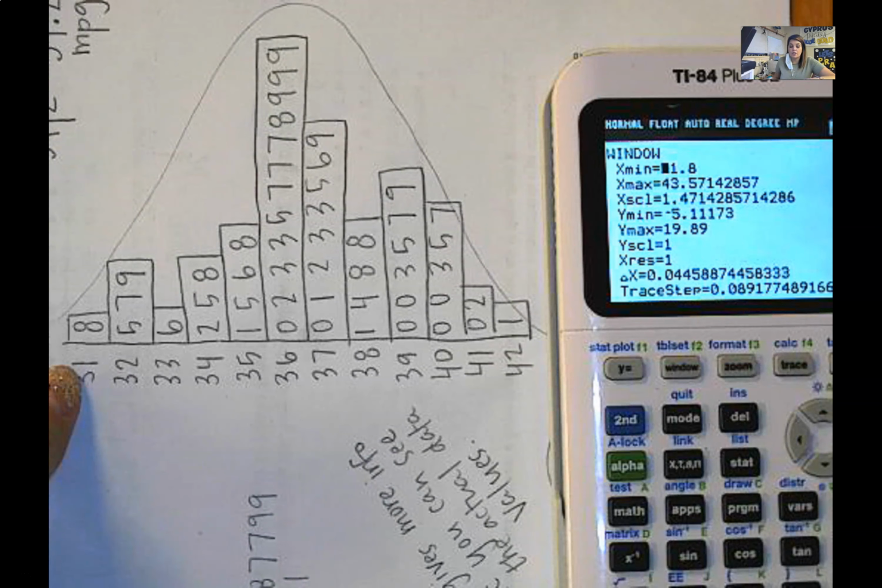So number 1 says, a recent study by the Environmental Protection Agency measured the gas mileage in miles per gallon for 50 models of cars. The results are below. So all of these are the miles per gallon for the 50 cars that the EPA looked at. They want us to make a stem plot of this data.